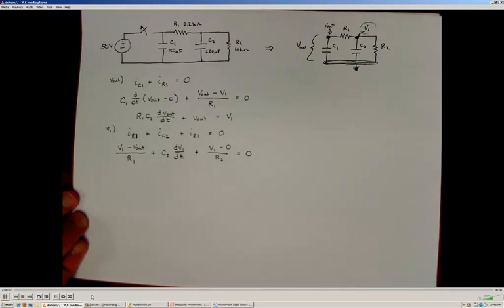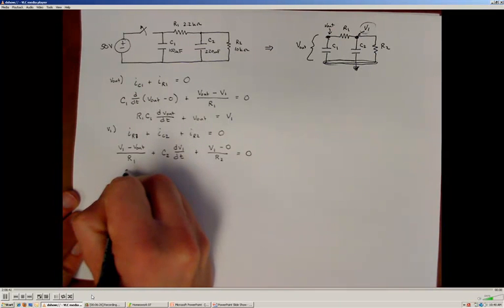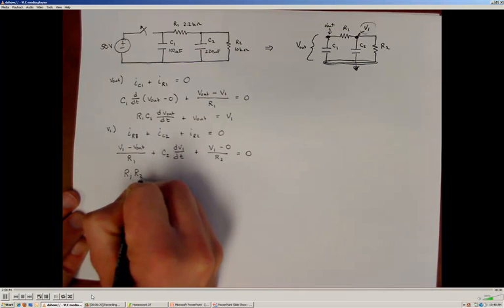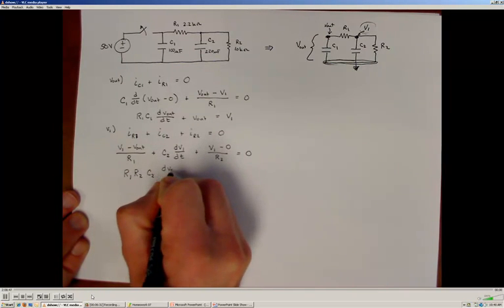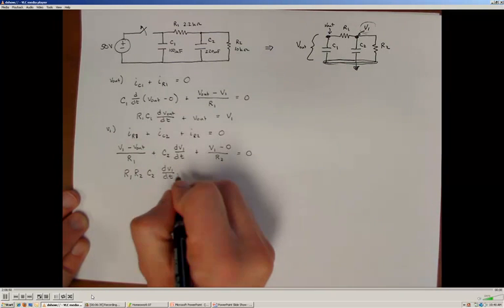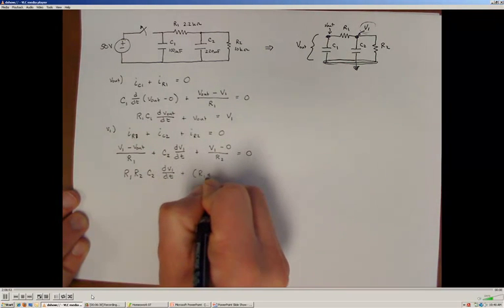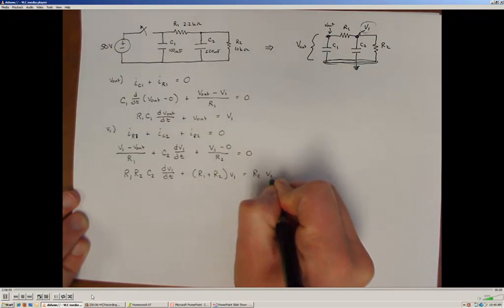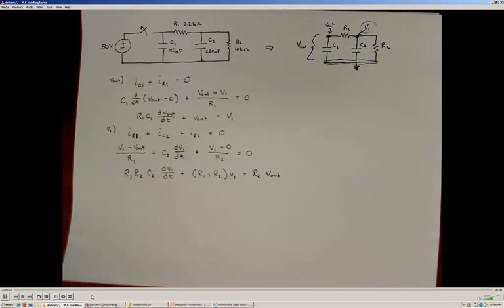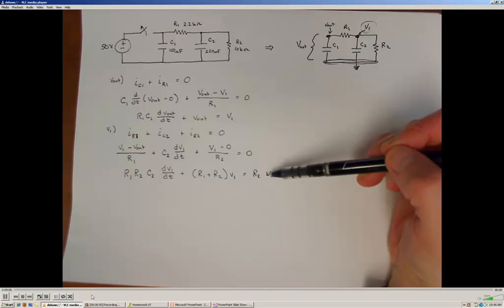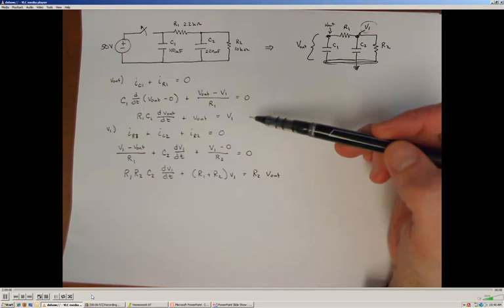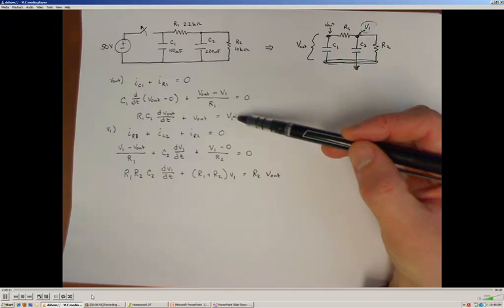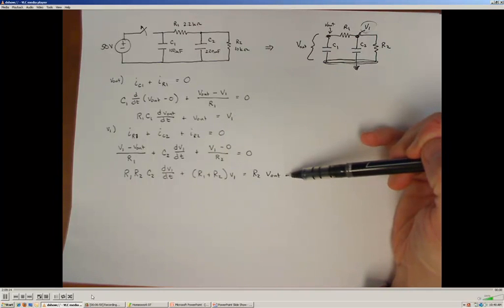Now I can do some more rearranging and multiplying through by terms, and when I perform my algebra, I wind up with a first order differential equation that looks like this: R1 R2 C2 times the first derivative of V1 with respect to time, plus R1 R2 times V1, is equal to R2 V out. So again, we have 2 first order differential equations, and they're coupled to each other because the output voltage depends upon V1 and V1 depends upon V out.